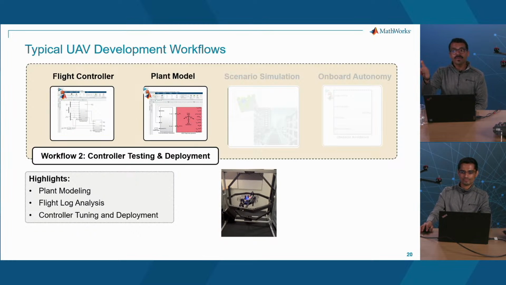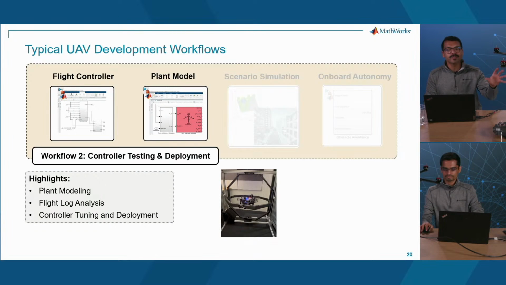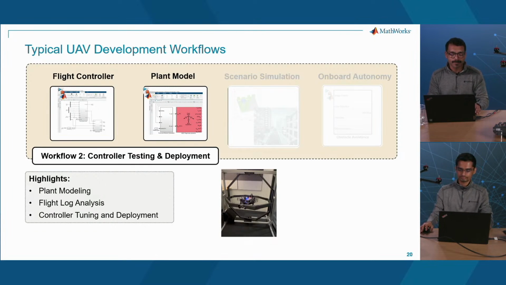The second workflow is actually going over controller testing and deployment. So we talked about simulating it with either a low fidelity scene or really high fidelity scene and how quick it is to build out those scenes. Now we're going to talk about plant modeling, analyzing log data, and then tuning and deploying controllers, or maybe building some additional supervisory controllers. And I'll show you some examples. I'll deploy to this platform and show you how that works.